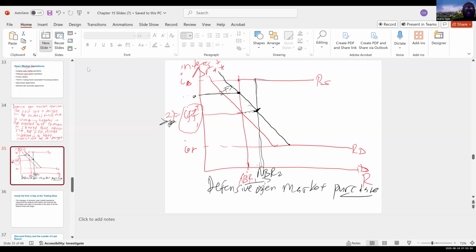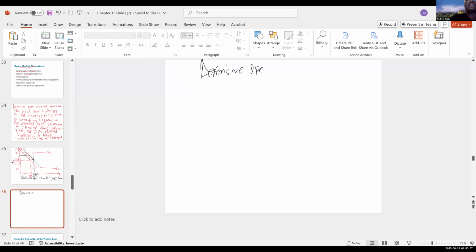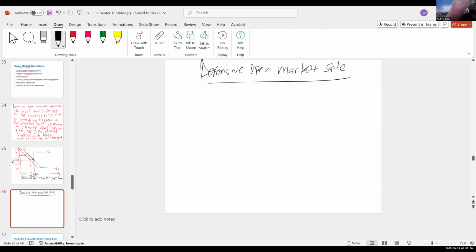Okay, so how does it look? We can call this a defensive open market sale by the Fed. Let's draw our graph. Suppose this was our initial condition. We have the quantity of reserves, and then this is going to be the interest rate on this axis.